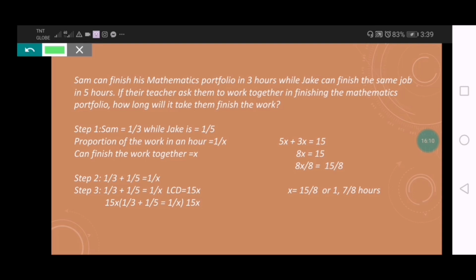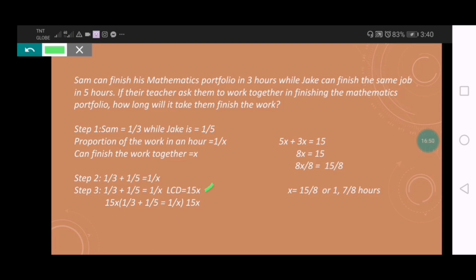Let us solve the equation. Copy first the given. So this will be the given. And then, find the LCD. We have 3, 5, and x. What we're going to do now is to multiply them. 3 times 5 is equal to 15. 15 times x is equal to 15x. So that is why our LCD is 15x.